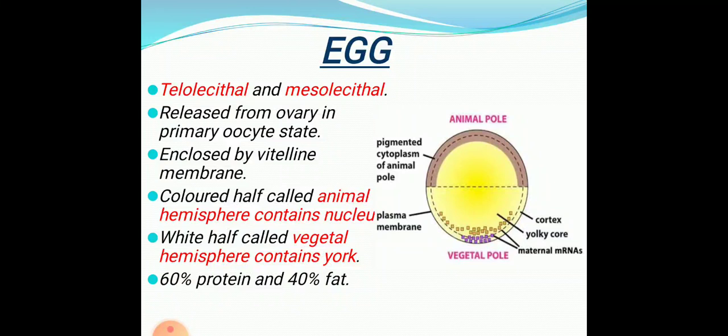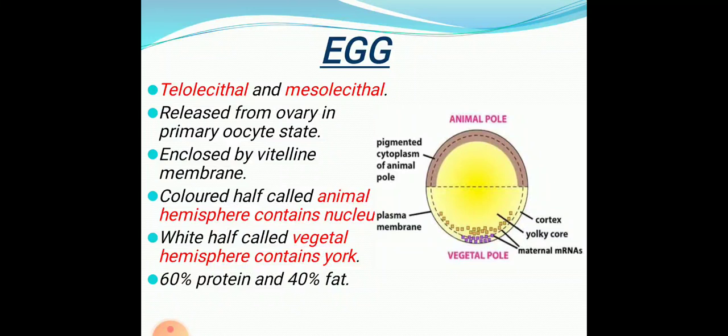Then the egg is surrounded by 3 egg membranes. There are 3 membranes which cover the egg, namely the inner plasma membrane, a middle vitelline membrane, and an outer jelly coat. So the egg is surrounded by these 3 membranes. The egg cytoplasm is called ooplasm. Ooplasm means the cytoplasm of the egg.